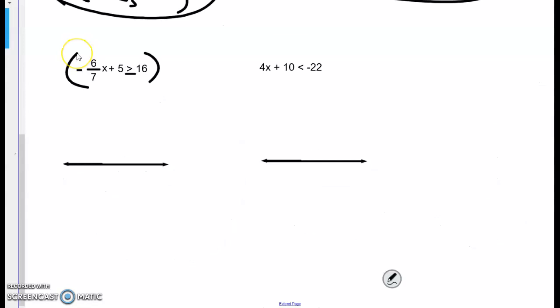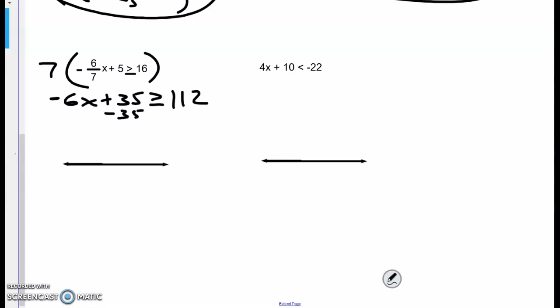Okay, if you recall, when you had a fraction and it was negative, that negative stays in the numerator. A big reason for that is when I multiply through by the denominator, it's always positive. 7 divided by 7 is 1, and I'm left with the negative 6x. 7 times 5 is 35, and 7 times 16 is 112. We're going to subtract. Now, if you notice right there, it's imperative the 7 affects the 5 and 16 as well. Okay, even though they're not fractions.